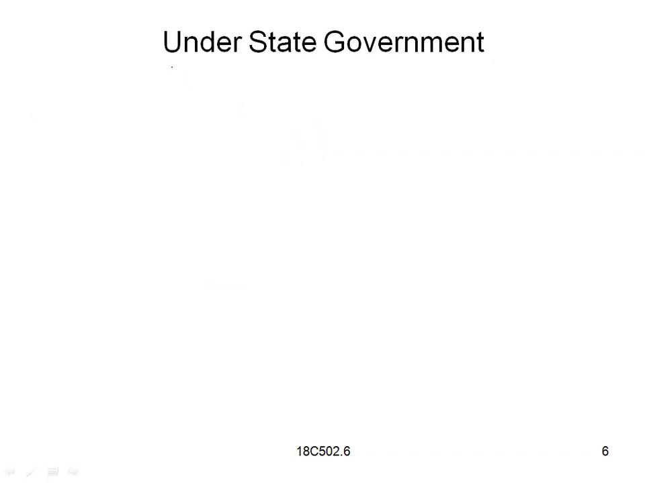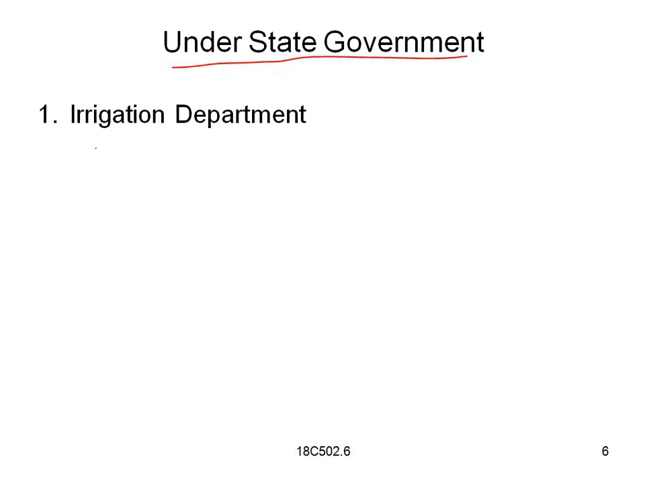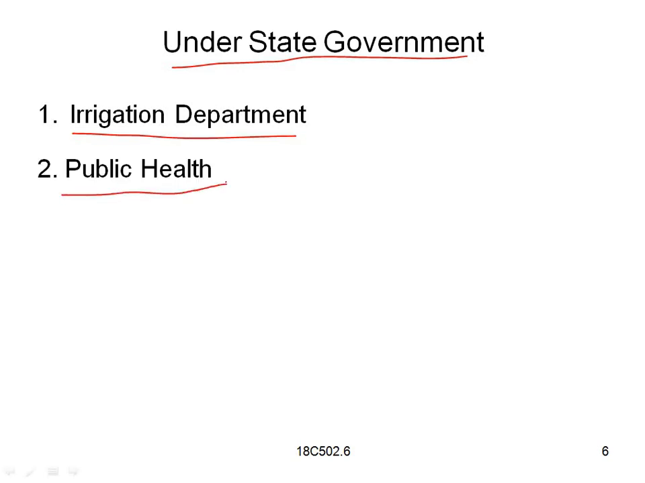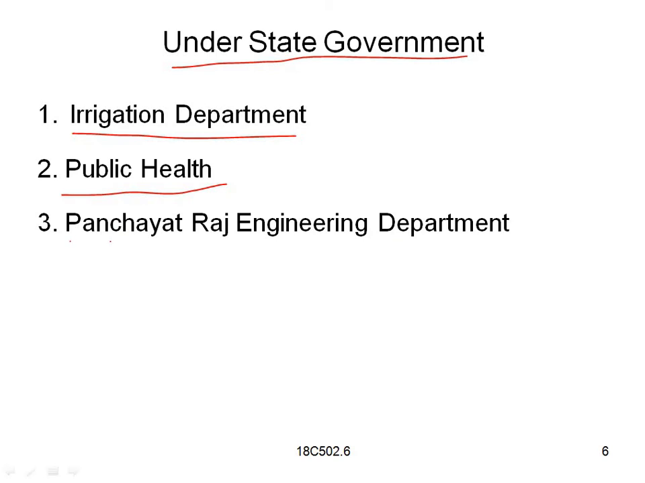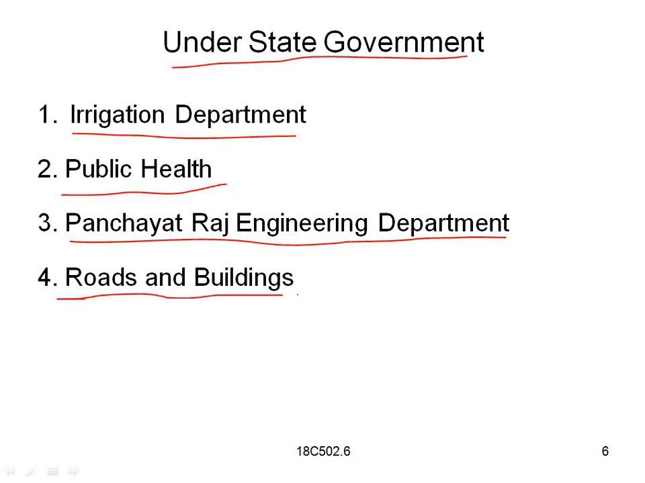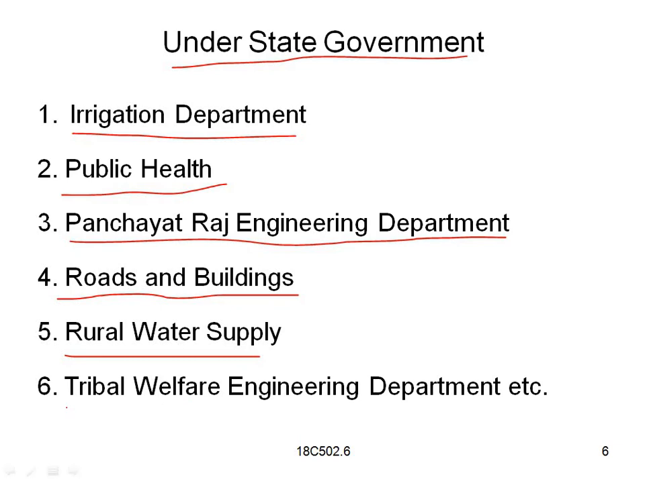Let us see the state government. Under the state government we have certain departments: the first is the irrigation department, the second is the public health department, the third is the panchayat raj engineering department, the fourth is roads and buildings, which we call the R&B department, and the fifth is the rural water supply department. The sixth is the tribal welfare engineering department, etc. These six departments are very important departments in the state government.